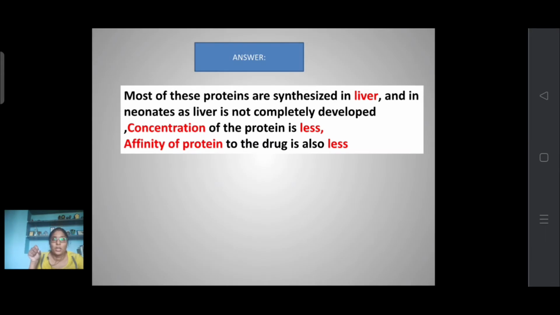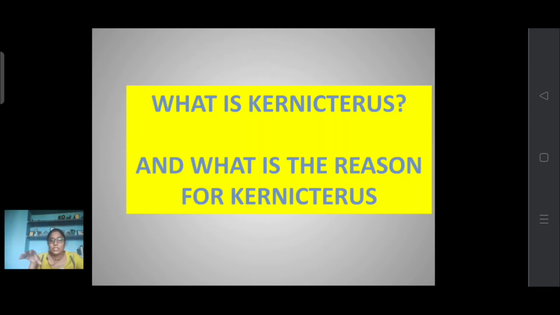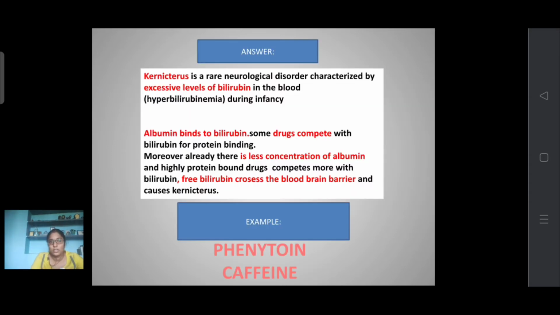And most of these proteins are synthesized in the liver, and in neonates, the liver is not completely developed, and hence the concentration of protein will be less, and the affinity of protein to the drug will also be less. So concentration and also the affinity will be less. So what is kernicterus? It is related to protein binding. Just think, kernicterus is nothing but the excessive levels of bilirubin which cross the blood-brain barrier.